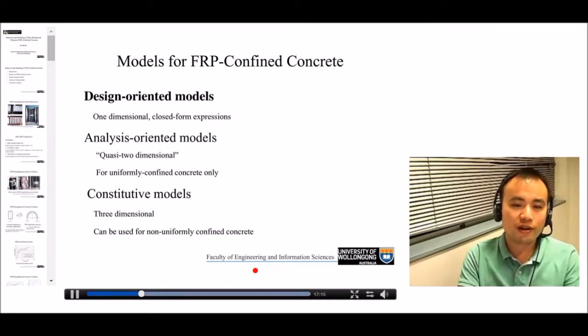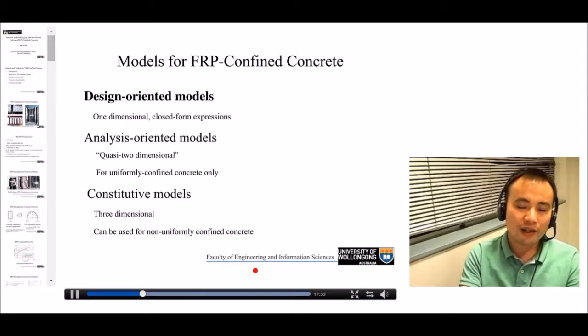Now, at the beginning of the presentation, we said there are three types of models. Let's first look at the first one, which is design-oriented models. From the name, you know that these models are developed for design purposes. They are basically one-dimensional models. This means they predict only the axial stress-strain curve of the concrete. They tell you nothing about the lateral expansion of concrete. They are normally in closed-form expressions so that they are easy for design use.